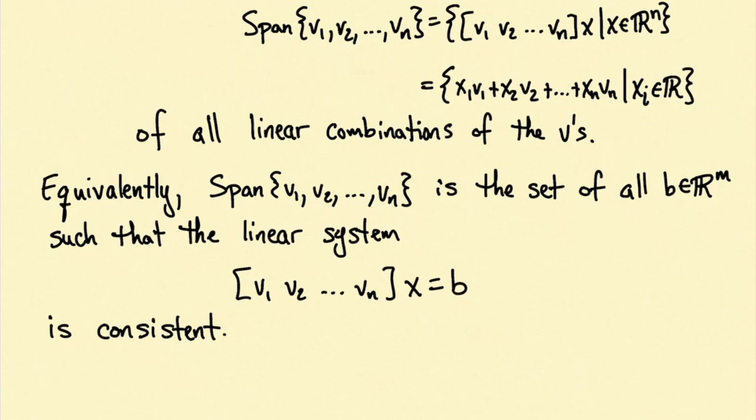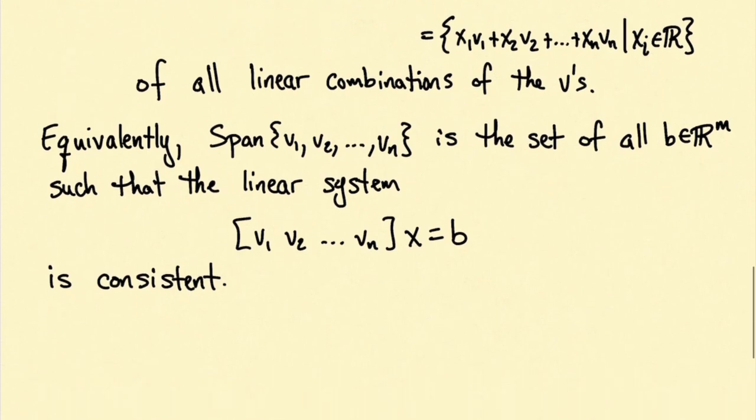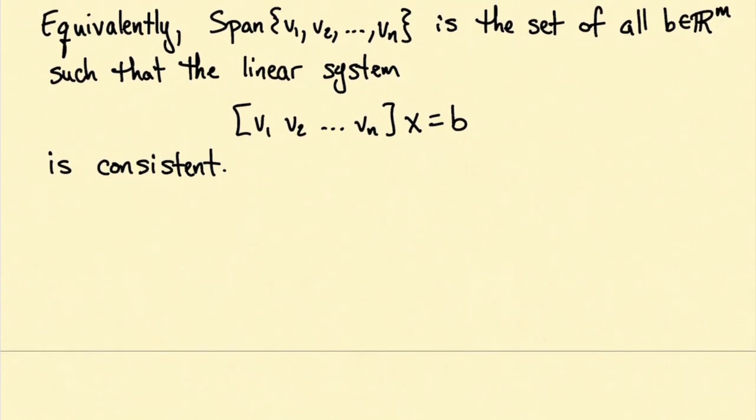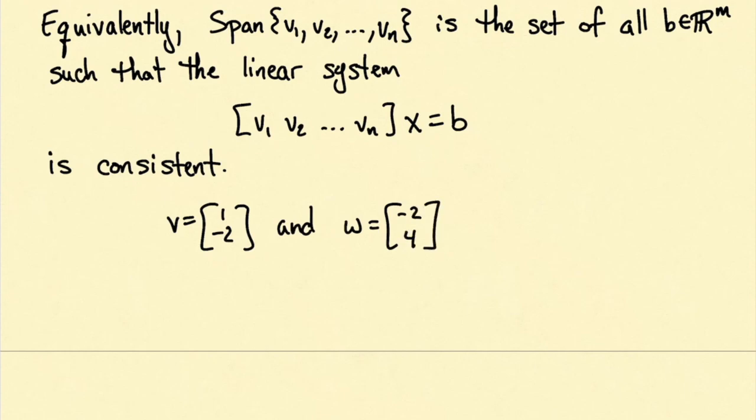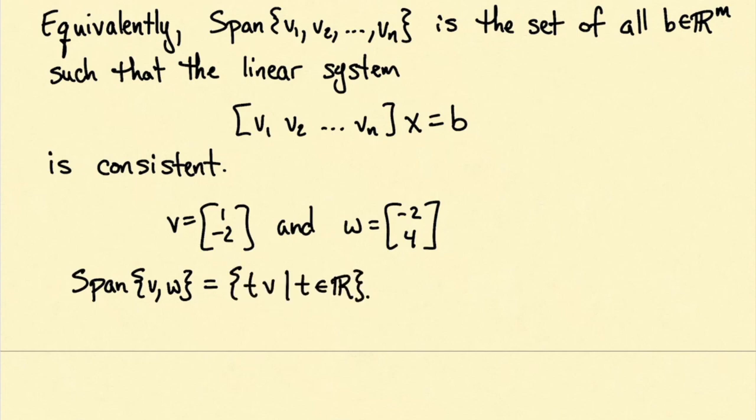Now that we have a name for this object, let's return to our previous example. So we had two vectors, v, whose entries are 1 and -2, and w, whose entries are -2 and 4. The span of v and w is the set of all scalar multiples of v. So here we've chosen to write this as the set t times v, where t is any real number.